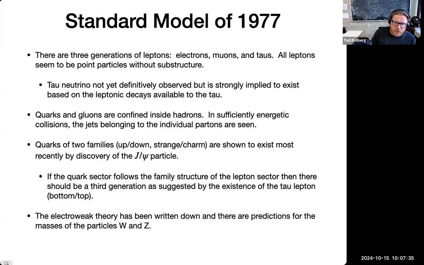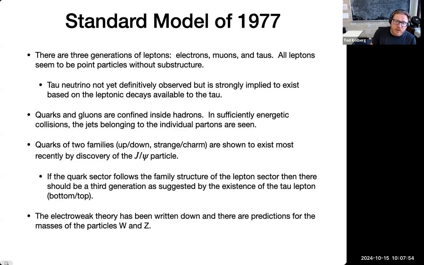We've demonstrated through the observation of jets, first at SPEAR and then later at the PETRA collider, that quarks and gluons seem to have a physical reality in the sense that they're not just a bookkeeping device for the quantum numbers of hadrons, but they actually can be manifested as hadronic jets.